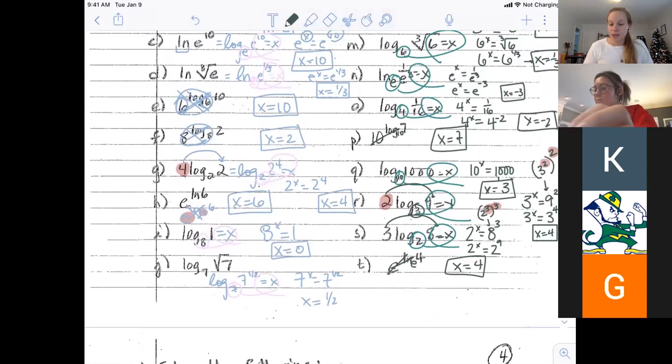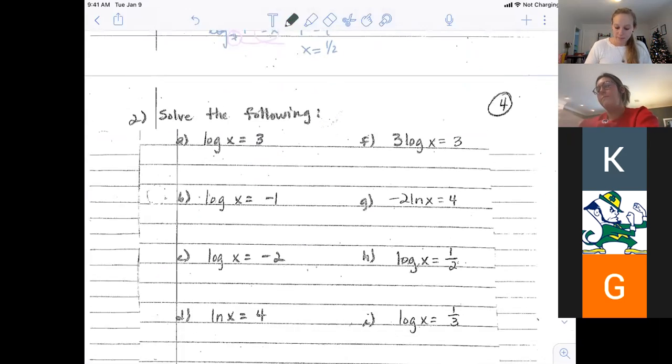All right, any questions so far? We just did a ton of examples, lots of properties of exponents there. All right, let's keep rolling.